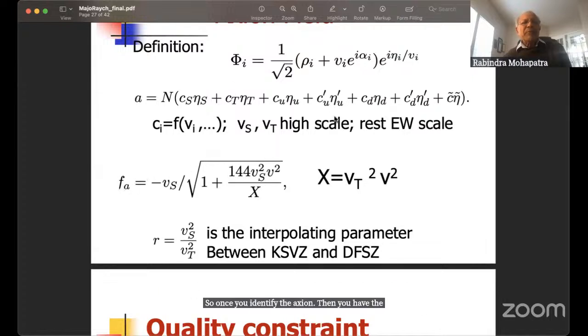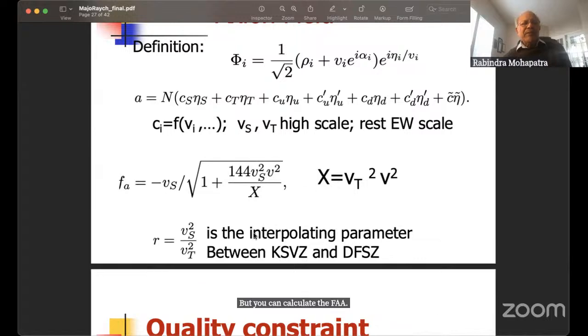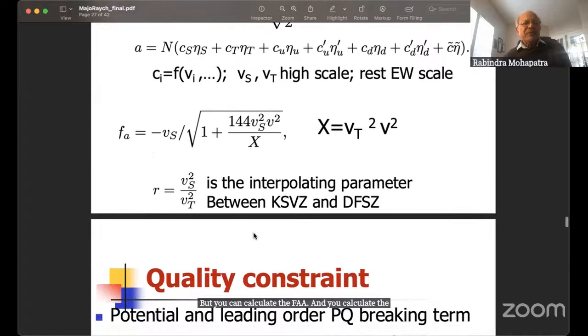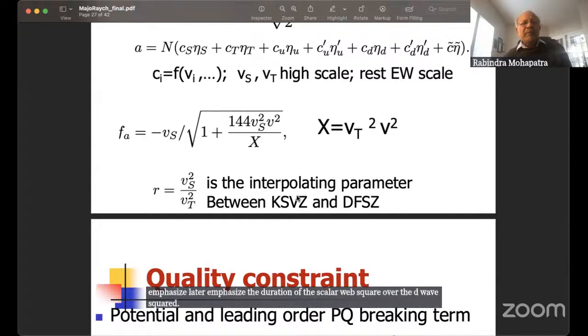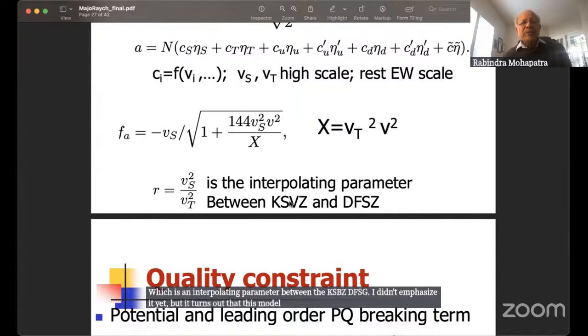Once you identify the axion, then you have the f_a. There is a lot of detailed work that goes into this, but you can calculate the f_a, and you calculate the thing that is important. I will emphasize later that there is a ratio of the scalar VEV squared over the T VEV squared, which is an interpolating parameter between the KSVZ and DFSZ models. I didn't emphasize it yet, but this model is not like the KSVZ model or the DFSZ model. It's an interpolating model that connects the two through this parameter R, as I will emphasize later.